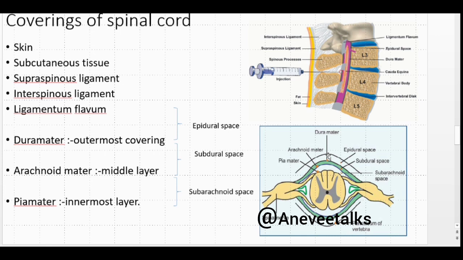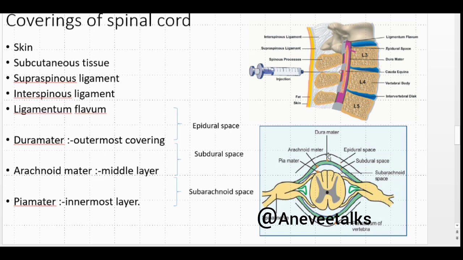This king and his kingdom are covered by protective coverings, protective guardians. They are the dura mater, the toughest guardian, and inside we have the middle layer, the arachnoid mater, a web-like structure like a spider's. Inside we have the pia mater, which is closely bound to the spinal cord. In between we have the epidural space, subdural space, and subarachnoid space.